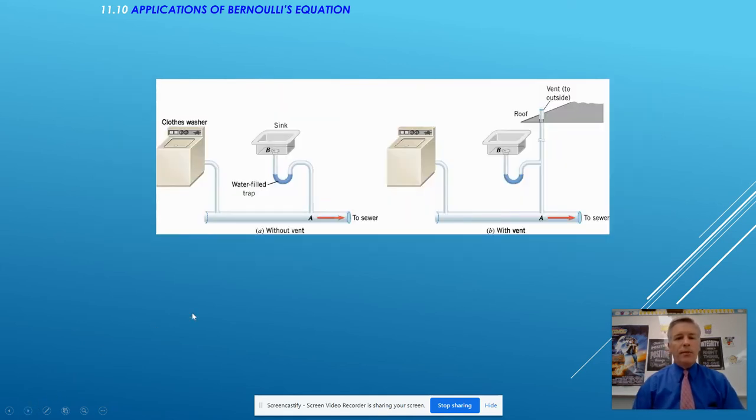Another application is if you have fluid flowing through your sewer line, we often put a little water-filled trap here in your sink. So if you've never noticed, they actually kind of bulge out. Well, if this starts moving, it's actually going to produce lower pressure, and it would suck this out, and you would have that gone, and then you'd smell the sewer gas. So what we often do is have a vent to the outside so that we have the same pressure here as we have here. It keeps the pressures the same, and that can keep that sewer gas from coming up.